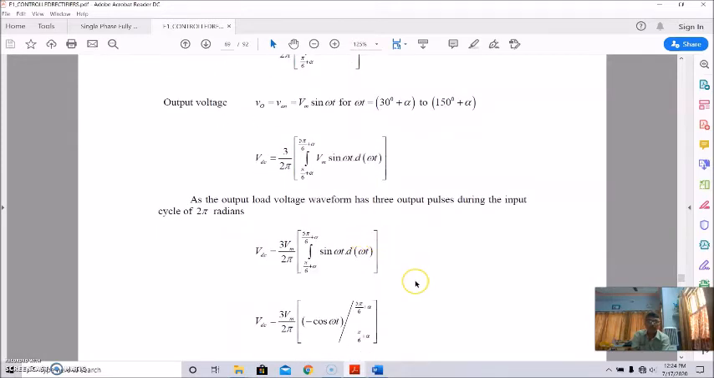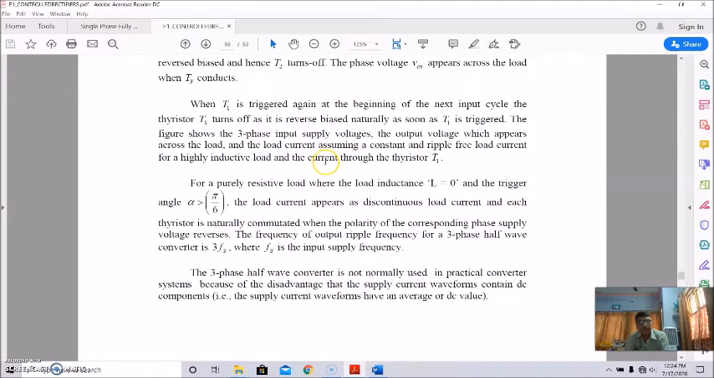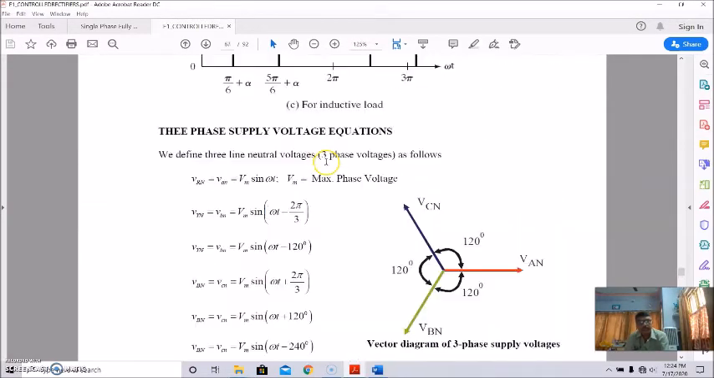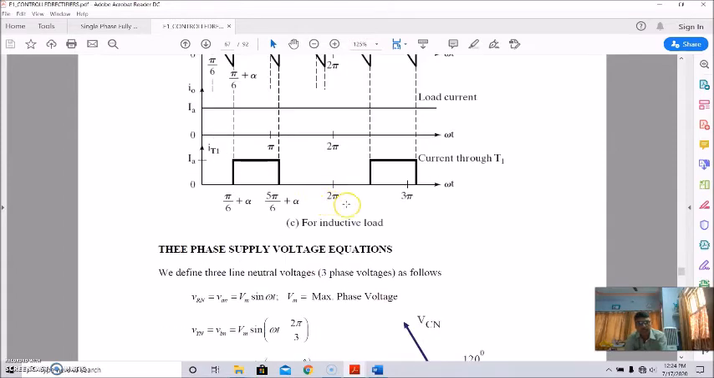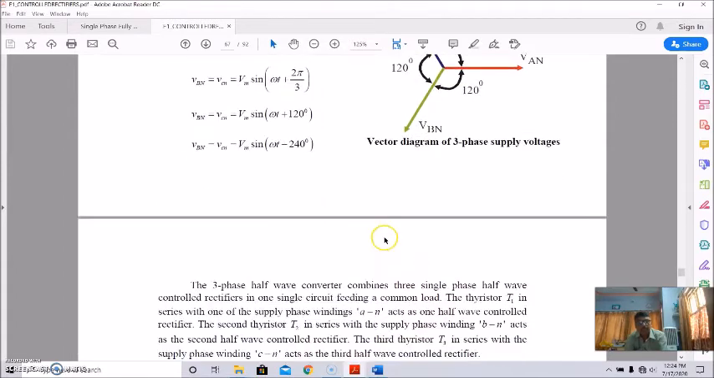As the output load voltage waveform has 3 output pulses during the input cycle of 2 pi radians, that is shown here. See, during this 2 pi radians, it has 3 output pulses. This is for A phase, this is for B phase, and this is for C phase. So there are 3 output pulses. Okay, so that's with the three-phase converters.